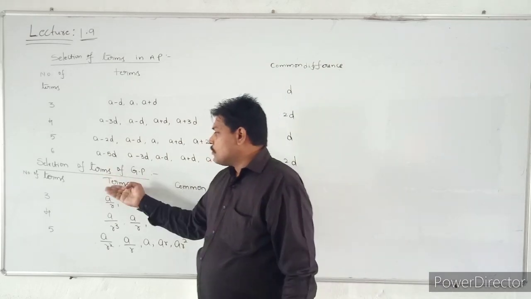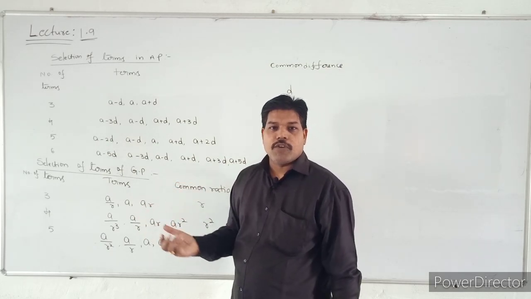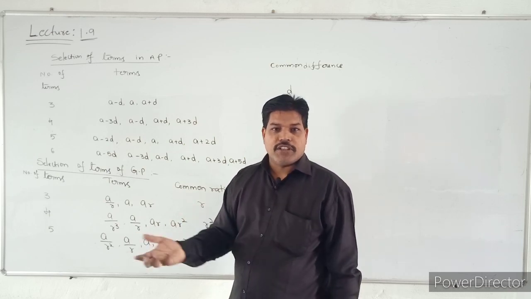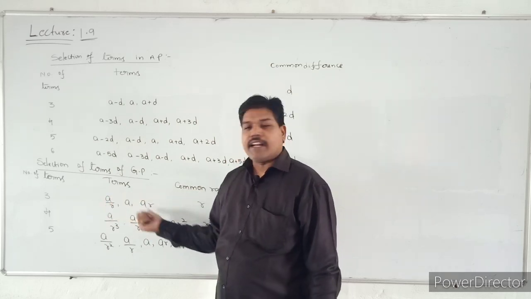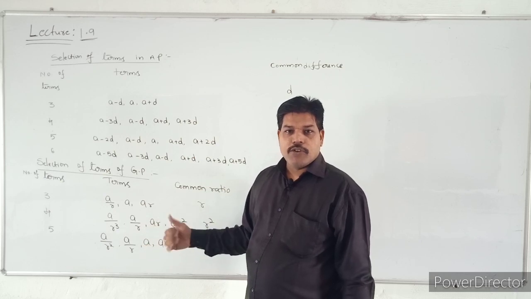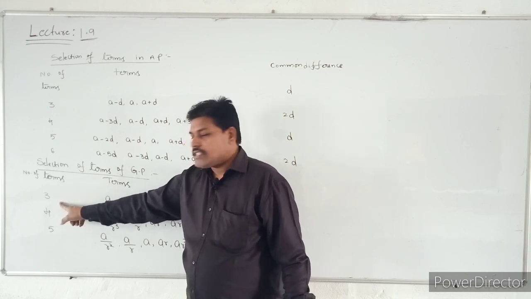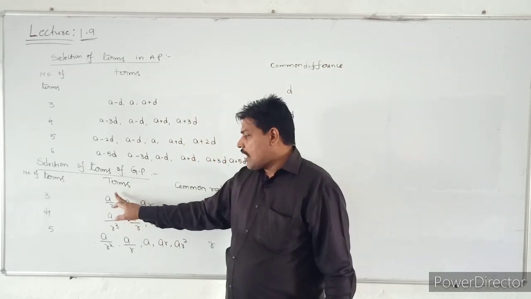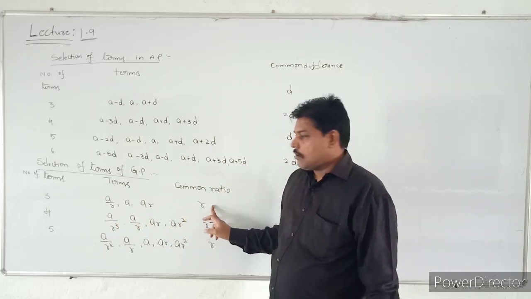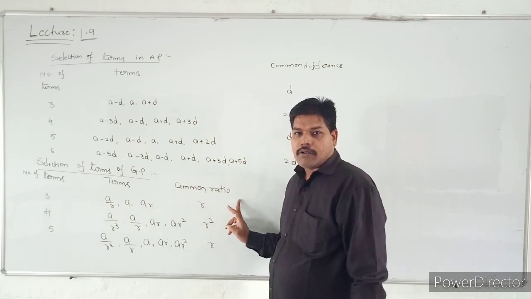Similarly, the selection of terms in geometric progression. In the geometric progression also you have to select some terms. In the question, they will ask you to take 3 terms in the GP, and they will give you the product or the sum as some value. By using this value you can get the answer easily. If the number of terms is 3, then you have to take the terms as a by r, a, a r. The common ratio is r. a2 by a1 will become r, and a3 by a2 will become r only.